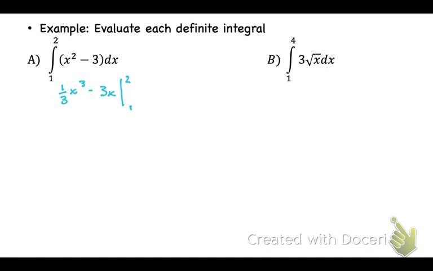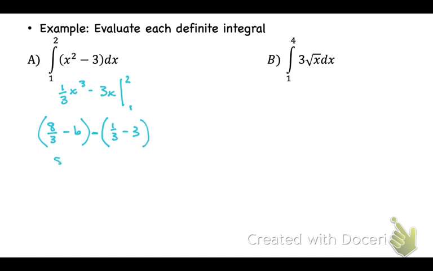So I have 2 cubed is 8, so I have 8/3 minus 6. Okay, that's plugging in the 2. I don't normally put parentheses, but I'm just showing you. Minus, do you have to put the parentheses on the next one, though? Yes, because you have to do what with your negative? Distribute. So then I get 1/3 minus 3.